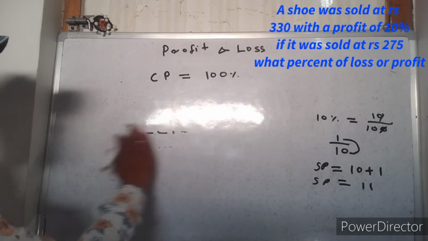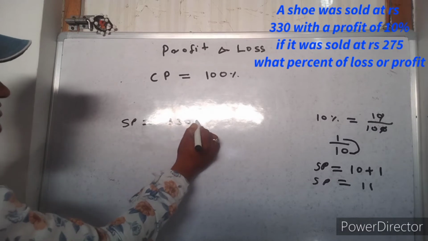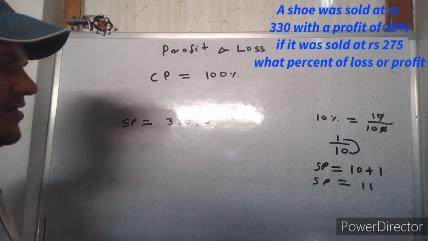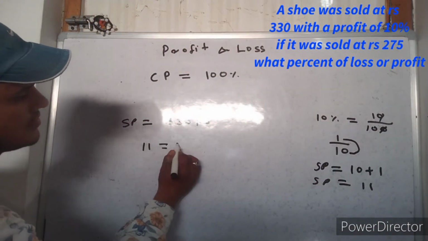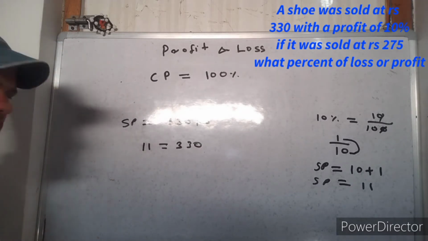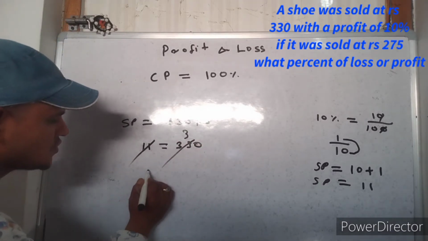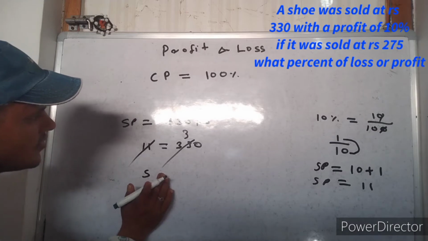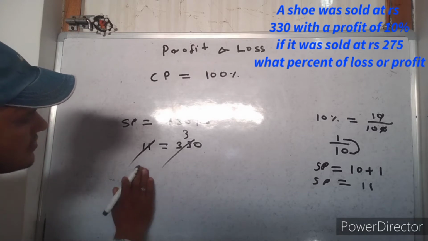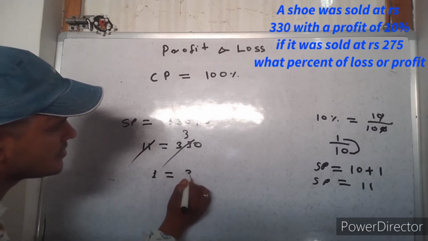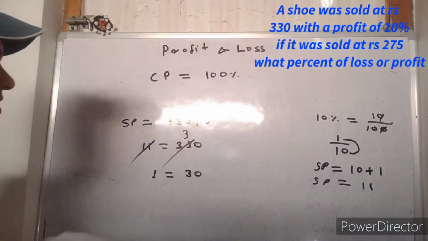So see here once again. Selling price given is 330 rupees. And in fraction SP is 11. So 11 equal to 330. 11 times 3 is 33, so 1 unit equal to 30. We assume CP equal to 100.